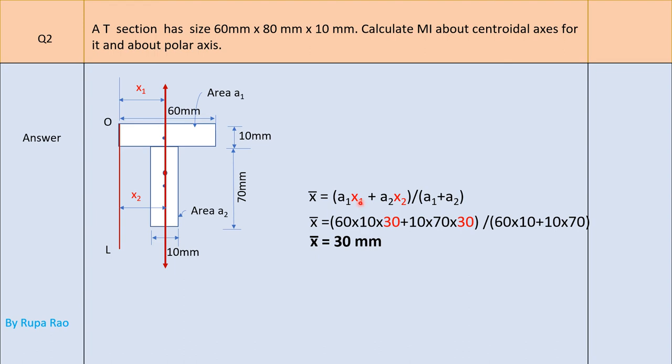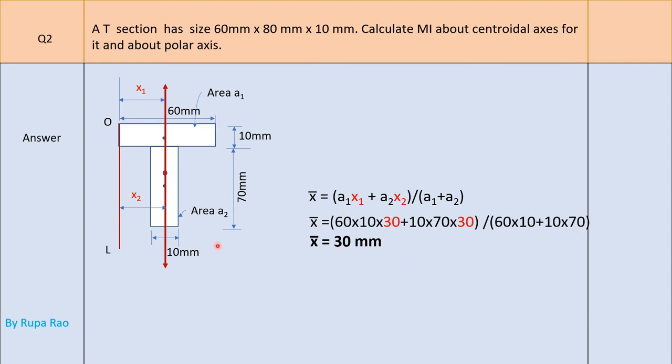And if x1 and x2 both are the same here, in which case this is 30 and this is also 30, then x bar also will be 30. If you understand this, because x1 and x2 are 30, you can take 30 out common. What remains is 60 into 10 plus 70 into 10, and they get cancelled and you get x bar 30.